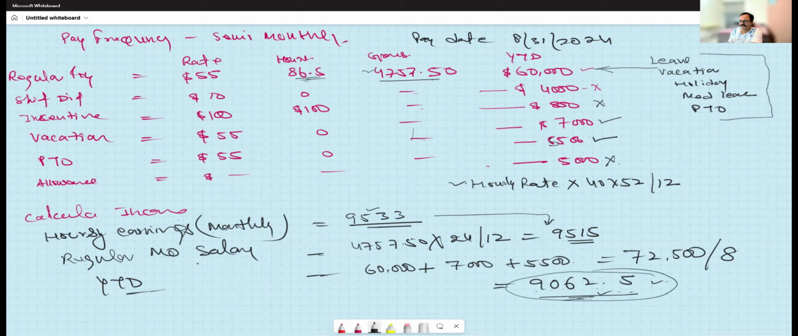Are we good? Are we clear? Everyone is clear how to calculate weekly income, bi-weekly income, and semi-monthly income, and how to justify which income we are going to use.